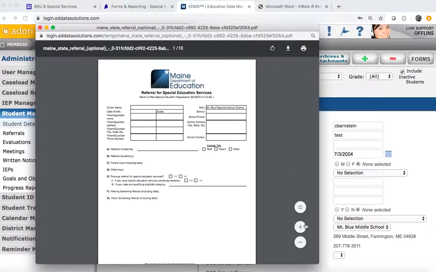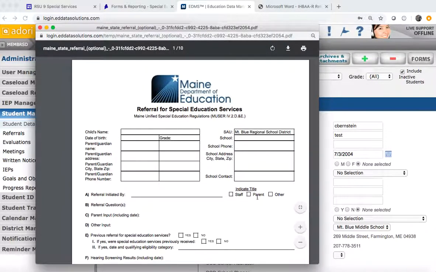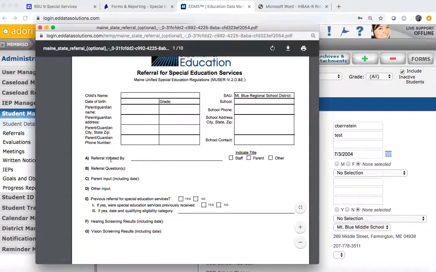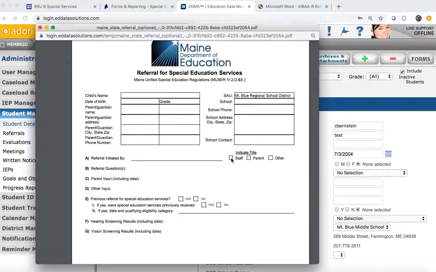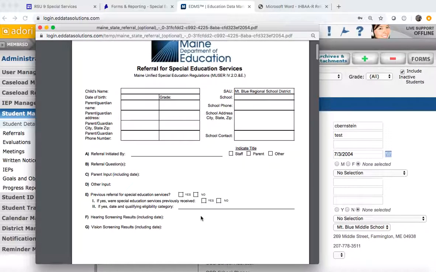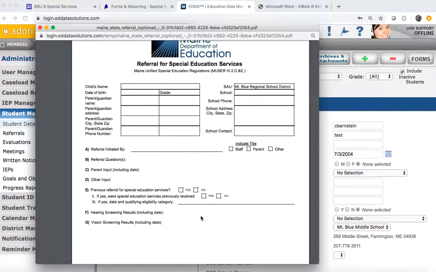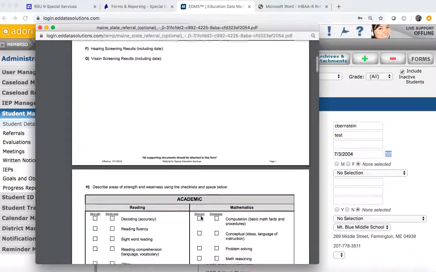So just to go through it pretty quickly, this is what it looks like. They'll write identifying information in here. Page 1, who initiated the referral? That's the general education teacher who requested the form. Who it is, a staff. It could be a parent who requested the form, someone else. What the referral question is, that's also on our old form. What are the concerns about the student from the referring person? Parent input, including the date they got that input, other input, were there previous referrals, and were services received from those referrals, hearing and vision screening, etc.